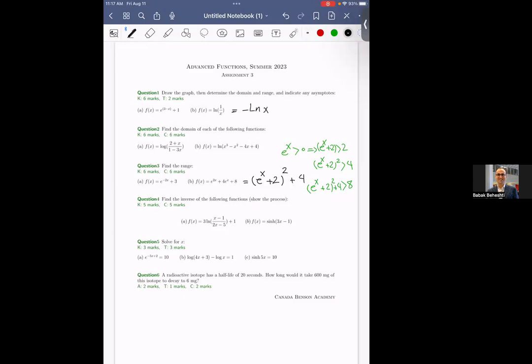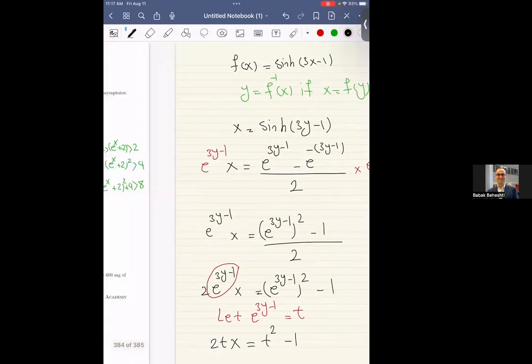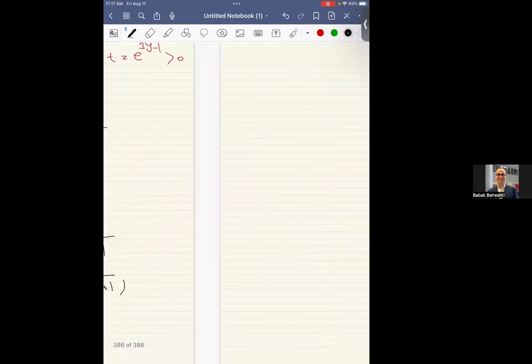Okay, so question 5C is quite the same process as what we did in this. So you have to do the same thing for 5C. Which part of 5? 5C, yes. It's pretty much the same. So you basically have to solve this. What is it? Sine hyperbolic of 5x is 10.